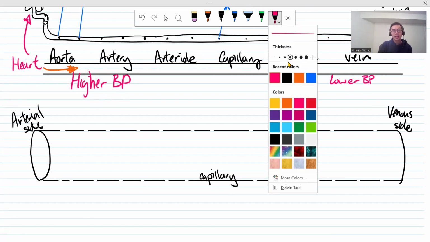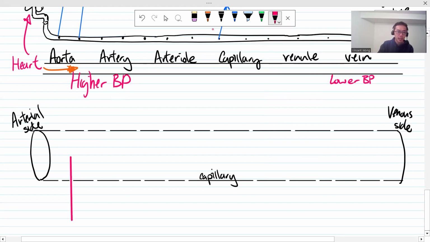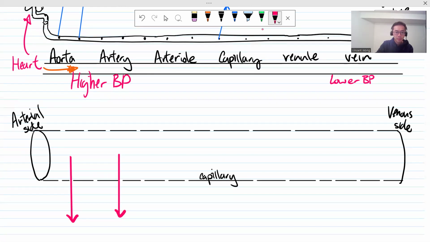Okay, so I'm gonna use red arrows to represent the blood pressure. So in the arterial side, the blood pressure is gonna be pushing fluids out. Okay, it's gonna be pushing the fluid out, pushing it out. But as we move further and further away towards the other side, right, the blood pressure is gonna gradually drop.